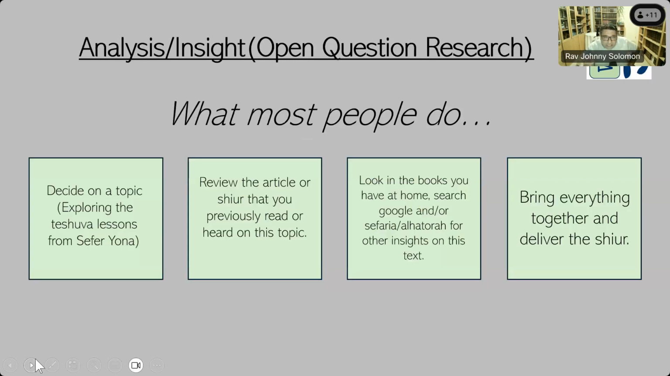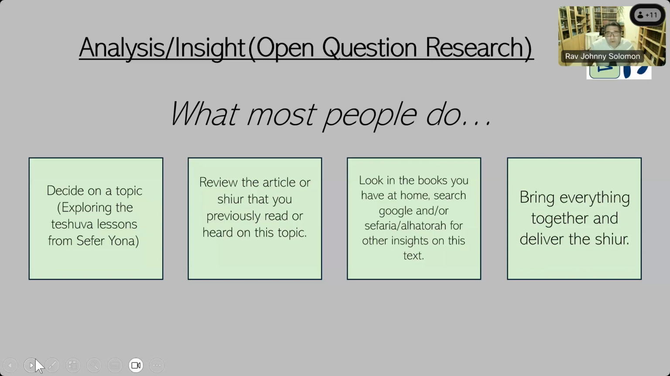Now, let's talk about analysis and insight. A shiur which is necessarily looking at a particular text. Here I've given an example. Decide on a topic. Imagine you're giving a shiur exploring the tshuva lessons from Sefer Yonah. That's a reasonable topic, very much related to the inyana diyoma coming up to Yom Kippur.